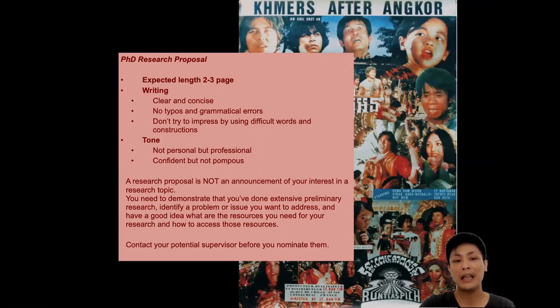To prepare for your application, we would normally like to see what your research is about, to get a sense of it. And as such, you're required to prepare a PhD research proposal and attach it alongside your application. A PhD research proposal is expected to be around 2 to 3 pages in length. It should be written in a clear and concise manner. You shouldn't have any typos or grammatical mistakes. Also, try not to impress by using big words. It's better to be accessible. Try not to be too personal, though. And you should come across as someone who is communicating your ideas in a professional way. And more importantly, be confident, but not overly pompous.